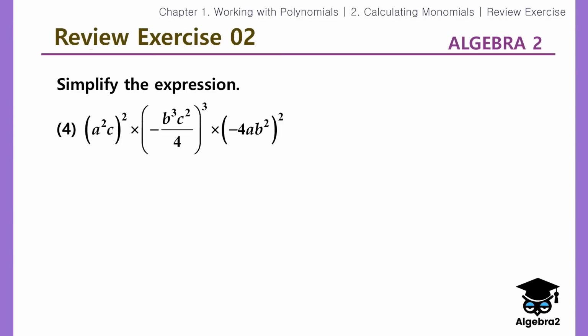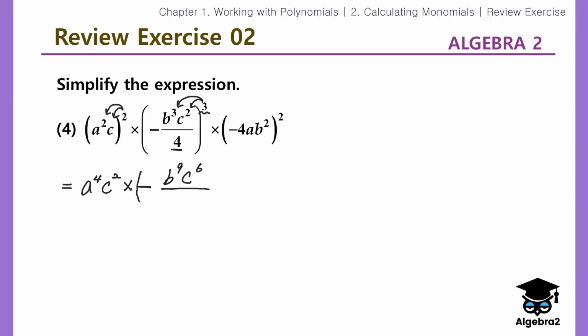Okay, number 4. Let's eliminate all of these parentheses. So number 4 is equal to 2 times 2. That's a to the 4 c squared. Times negative is multiplied 3 times. Then that's negative. And let me use a parenthesis. 3 times 3, that's 9, right? So b to the 9. 3 times 2, that's c to the 6.